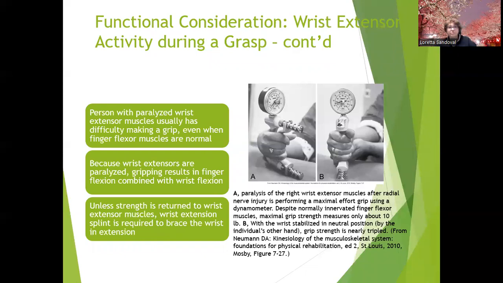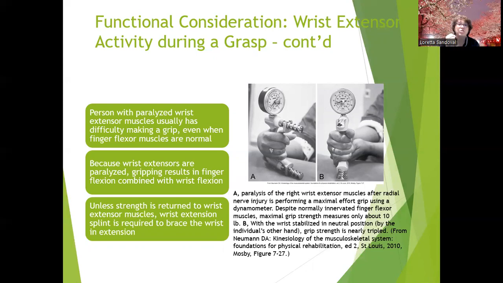So if you take a force measuring tool that is pictured here, and you grip it with your wrist in full flexion, you're going to be weaker than if you grip with your wrist in slight extension. So a person with paralyzed wrist extensor muscles usually has difficulty making a grip even when their finger flexor strength is normal. So wrist extensors restore the contractility of those finger flexors when you combine the motions.